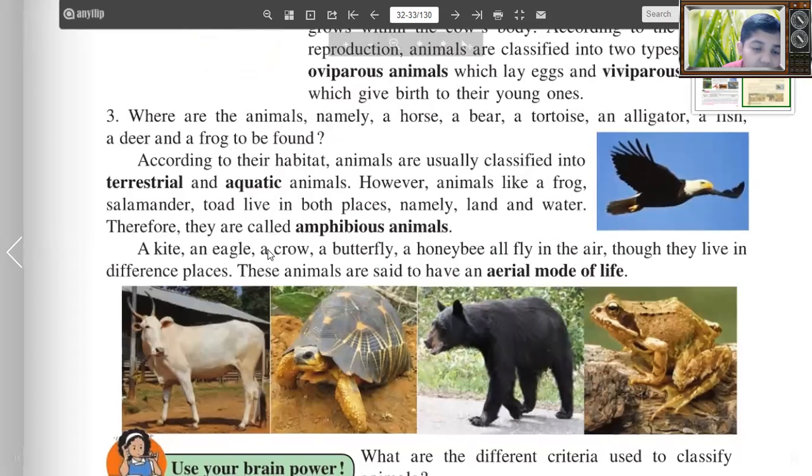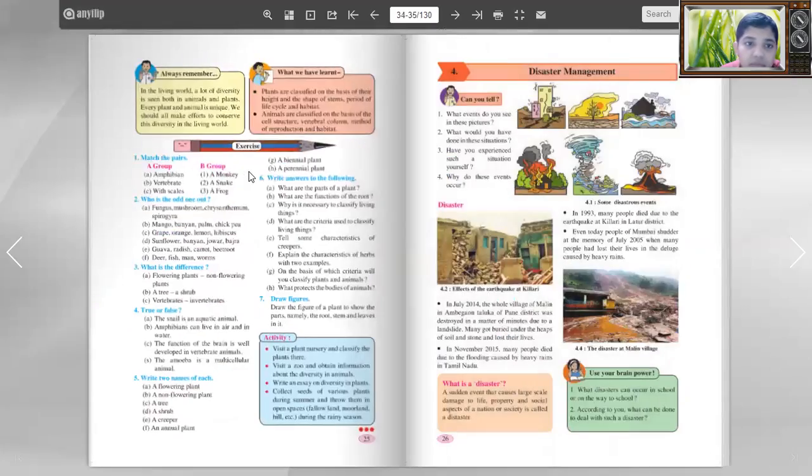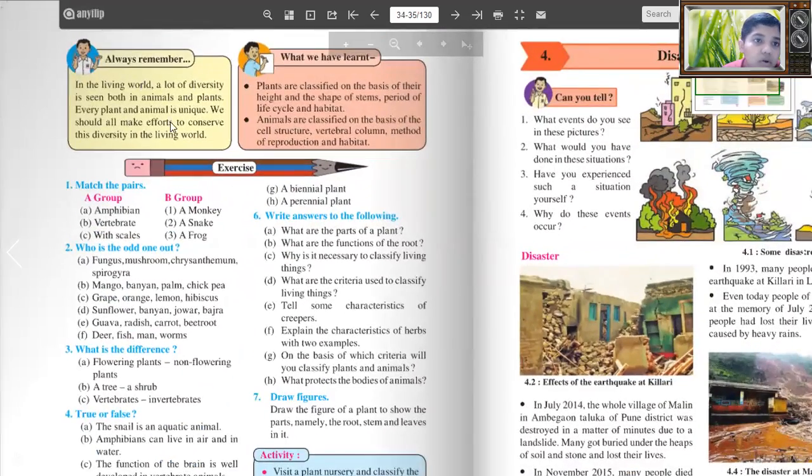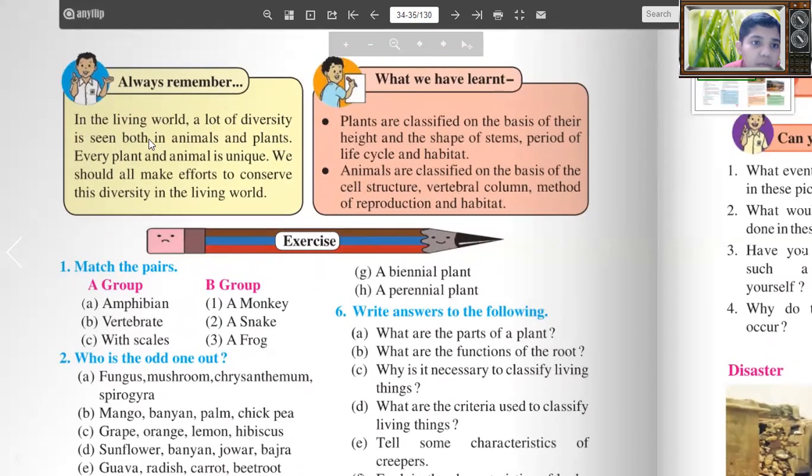A kite and an eagle, a crow, a butterfly, a honeybee, all fly in the air. Though they live in different places, these animals are said to have an aerial mode of life. Yes, friends, always remember in the living world, a lot of diversity is seen both in animals and plants. Every plant and animal is unique. We should all make efforts to conserve this diversity in the living things.